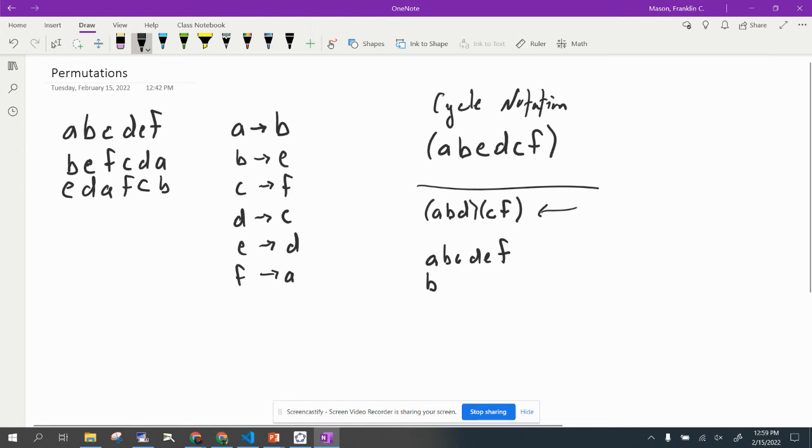No, look at the cycle notation. What follows the B? D. Okay. B follows A, that is A maps to B. D follows B, that is B maps to D. Oh, and then we're at the end of a chunk.